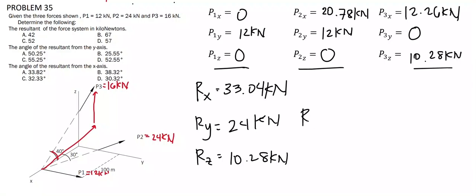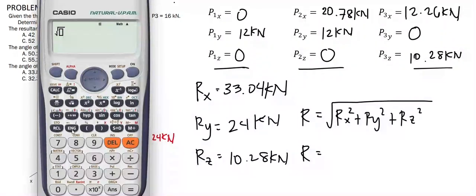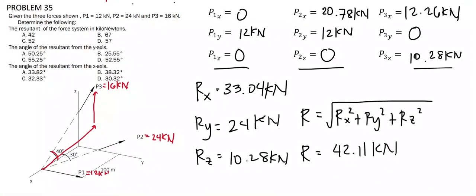Now we can solve for the resultant by taking the square root of the sum of the squares of the components Rx, Ry, and Rz. So we're basically doing the Pythagorean theorem in 3D. So you have the square root of Rx squared plus Ry squared plus Rz squared. That is equal to 42.11 kilonewtons. So that is the answer for the first problem, letter A.